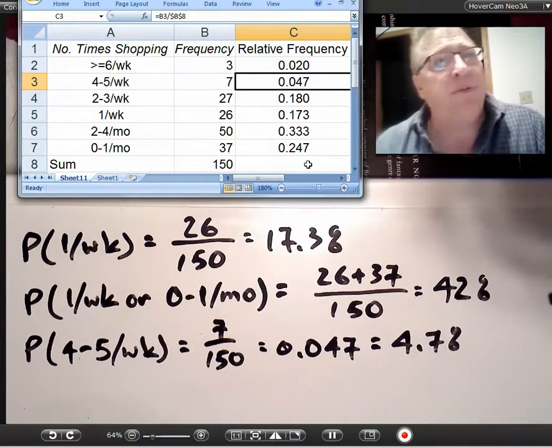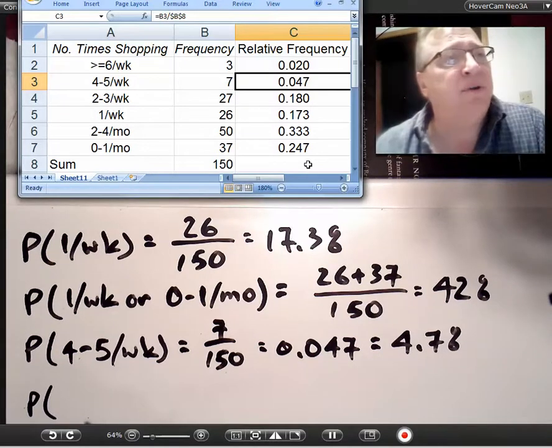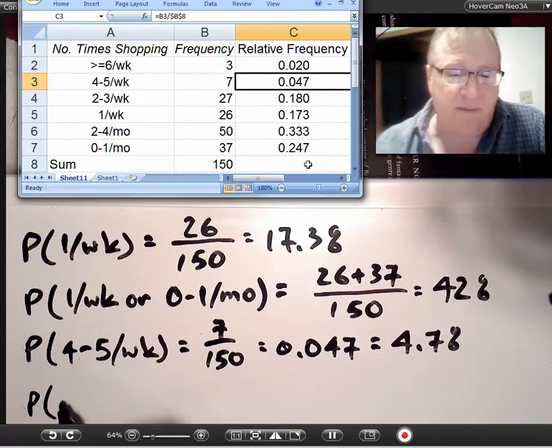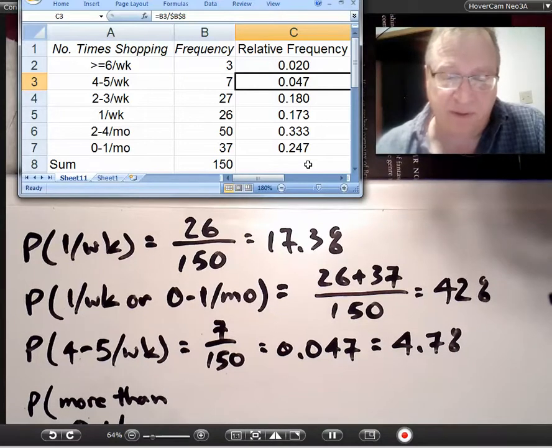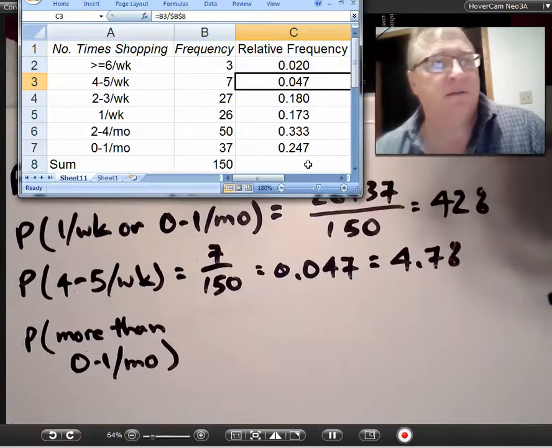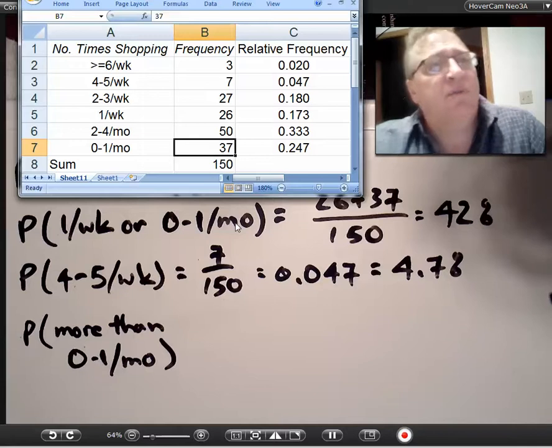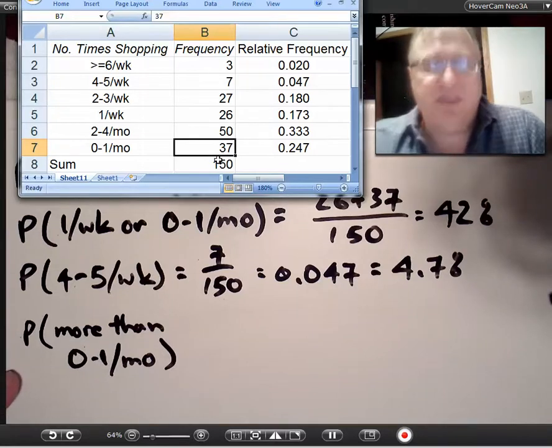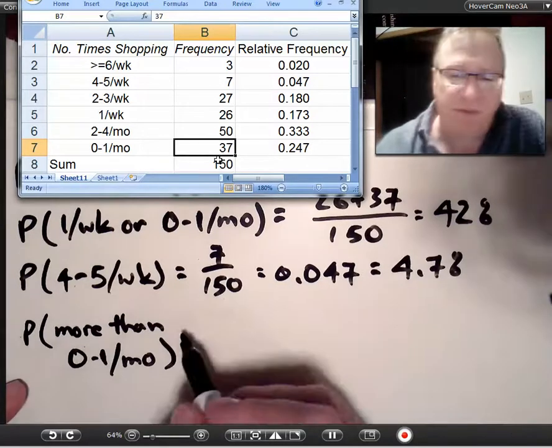I want to know the probability, see, how do I say this, that the person goes more than 0 to 1 times per month. All right, how does that work? Well, here's our 0 to 1 times per month. That's 37 times. But we want not that they go 0 to 1 times per month, but that they go more than that.